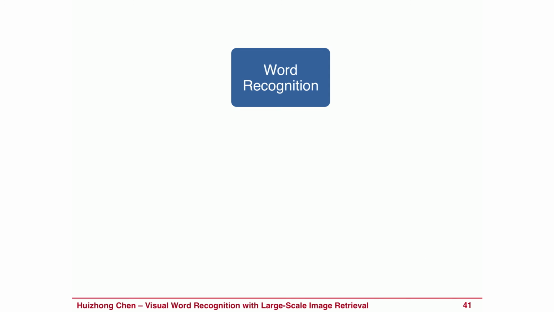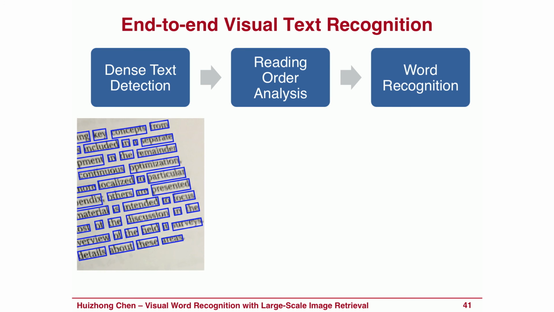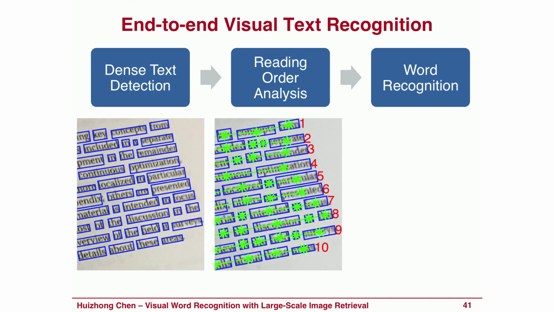Up till now, we have described a word recognition method that robustly identifies words given query word patches. In order to implement an end-to-end text recognition system, we must also perform text detection and reading order analysis. Using connected component analysis, a dense text detector is implemented to locate words within an image. The detected words are then linked into text lines, where the text lines are labeled according to the page layout. Within each text line, the words are sorted by their reading order, according to the skew direction of the document.